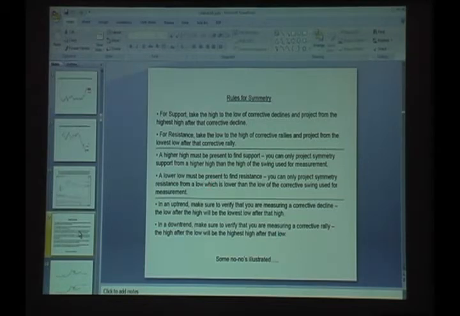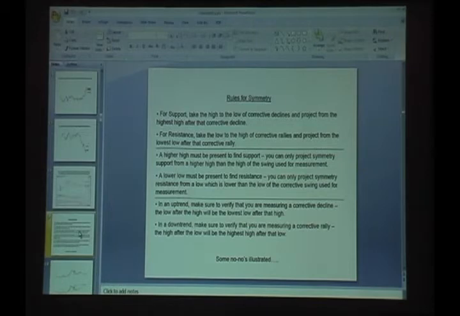Okay, so this is really the core of this particular part of my methodology. Rules for symmetry. For support, now this all fits on one page, so it's very information dense, each sentence. You probably will have to reread them and practice on the chart a lot to get the idea of what I'm talking about here, but they are rules. For support, take the high to the low of corrective declines and project from the highest high after that corrective decline. What the heck does that mean?